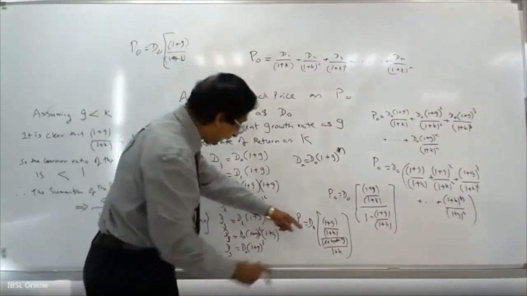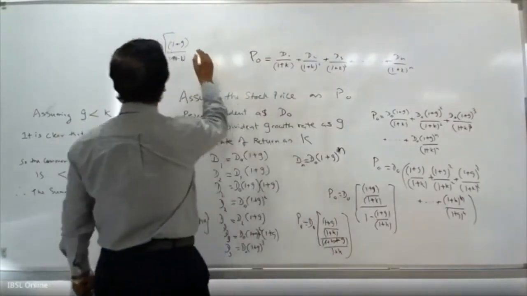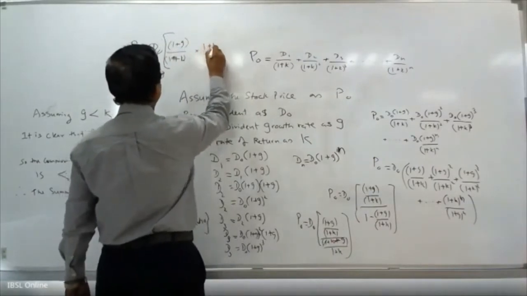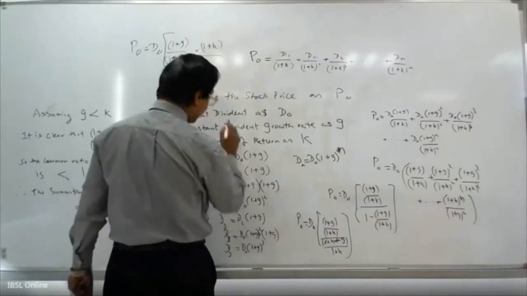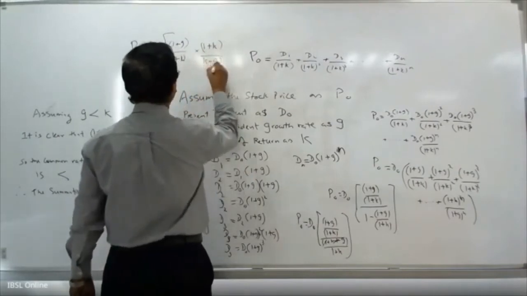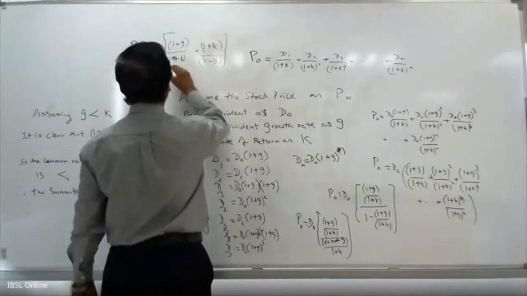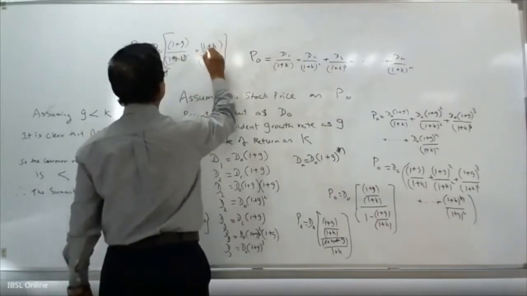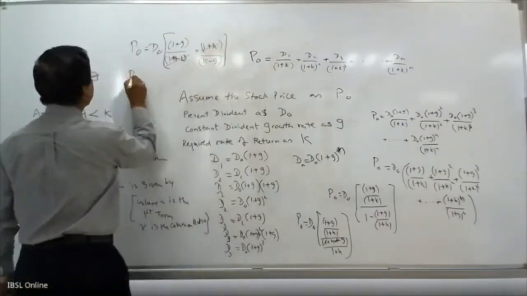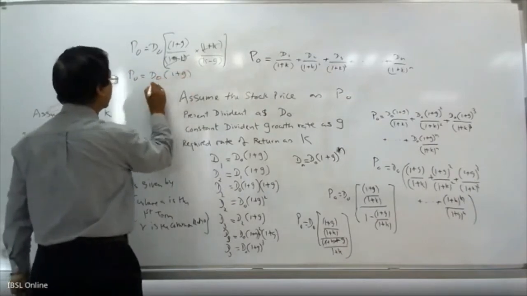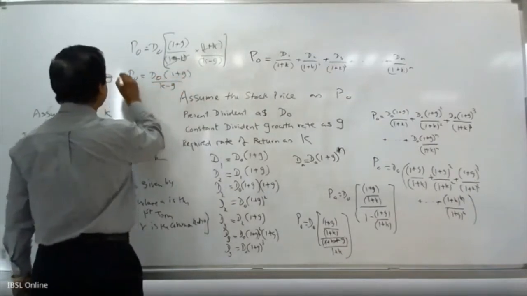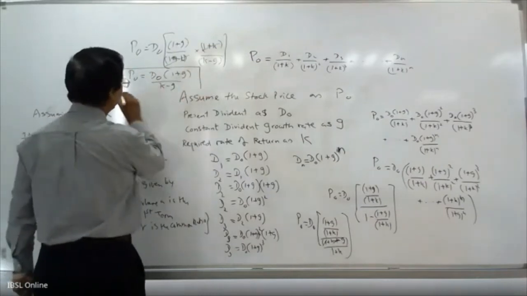Then this 1 plus K goes to the other side. Then 1 plus K comes here. Then in the denominator you get K minus G, and this will be cancelled off. And you get D0 is equal to D0 times 1 plus G over K minus G. Now this is the formula we derived.